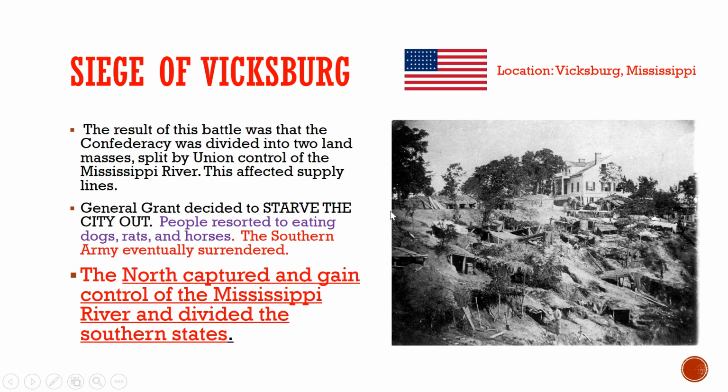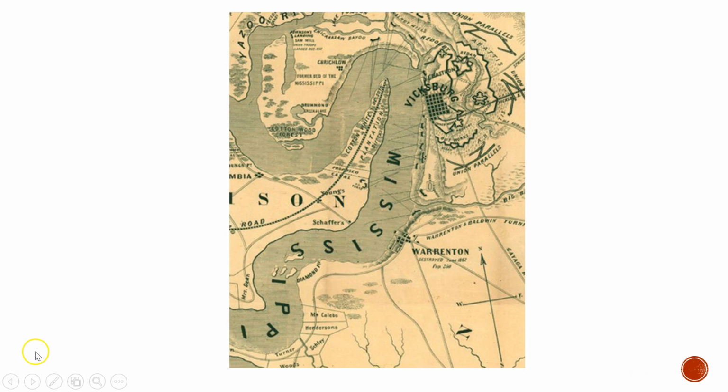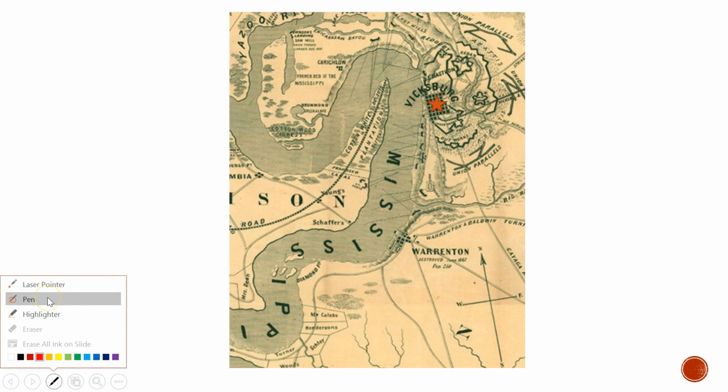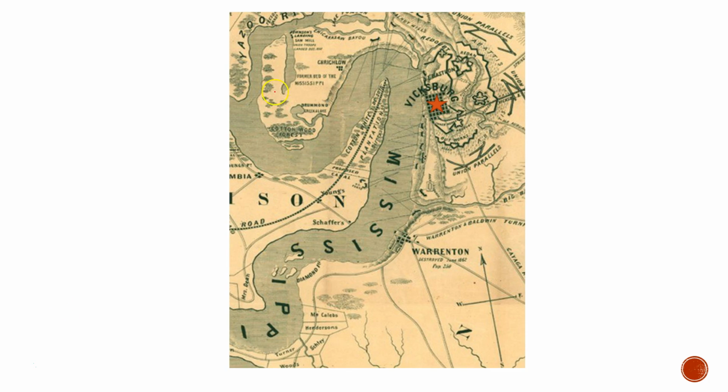Right. So let me show you in the next slide what I mean by that. Okay, as you can tell by the star, that is Vicksburg. So what does the North have to do? They decide to do something that's pretty simple. I'm gonna use my pen right here. Their plan is to go through the Mississippi River, and yes, they are being attacked right here.